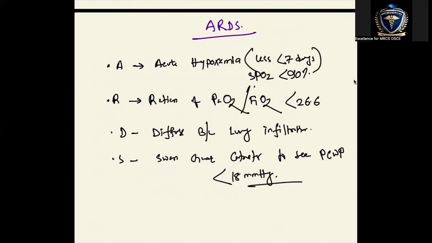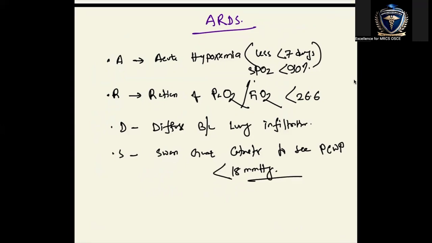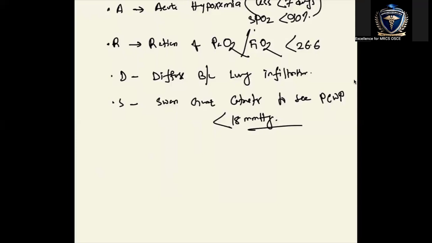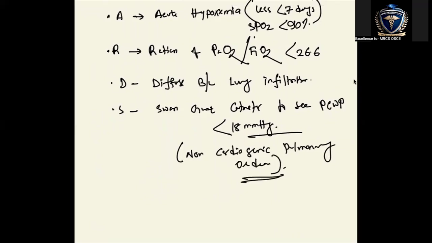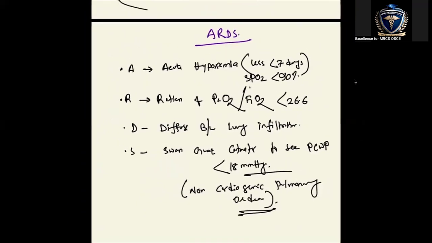Did you get my point? Pulmonary capillary wedge pressure is used to see non-cardiogenic pulmonary edema. So what are the characteristics of ARDS? Tell me, someone. It is an inflammatory form of lung injury. Are you guys with me? Are you enjoying, or are you bored?